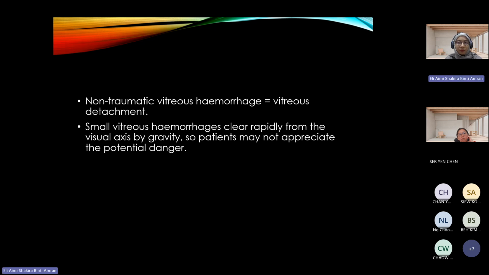For vitreous hemorrhage, if it's mild, what we do in the hospital is ask the patient to lie face down. Sorry, for a small hemorrhage, lie face down. Usually the hemorrhage will clear after about half an hour. That is what ophthalmology normally does.